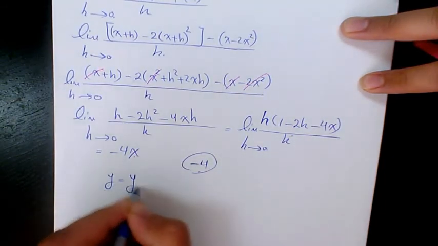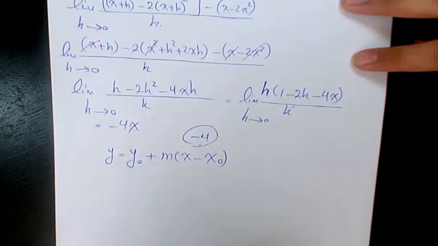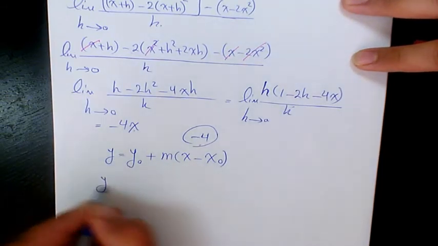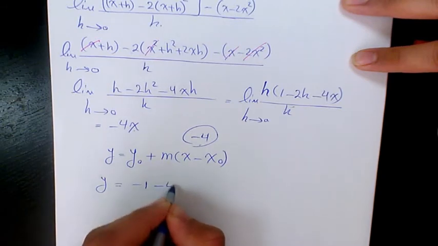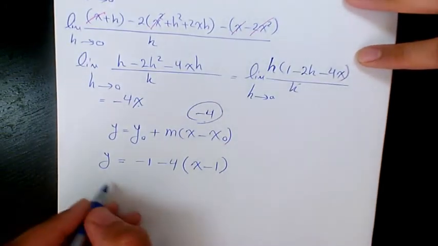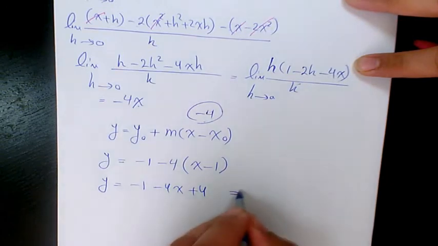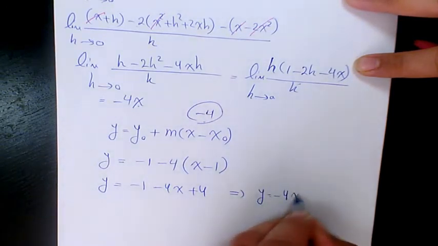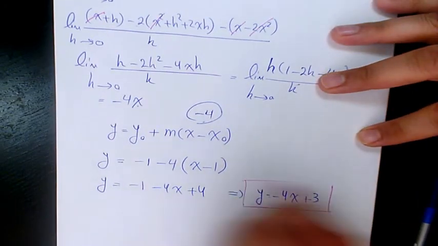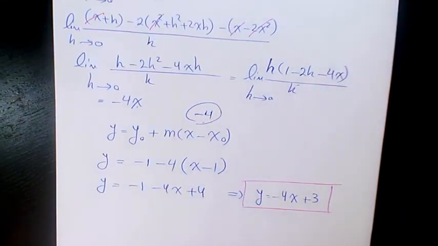If you want to find out the equation of tangent to the curve, we use this equation. y equals y naught plus m times x minus x naught. y equals negative 1 minus 4 for m, x minus 1. So this is going to be y equals negative 1 minus 4x plus 4. That's going to be y equals negative 4x plus 3. That's the equation to tangent to the curve.